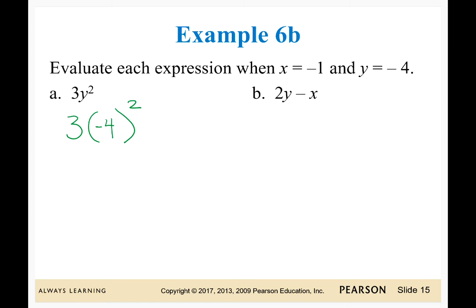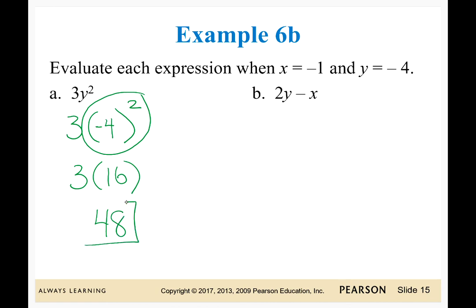Remember, when you do order of operations, you have to do those exponents first. So we have to do -4 squared. -4 times -4 is +16. So this is 3 times 16. And 3 times 16 is 48. So there is my final answer.